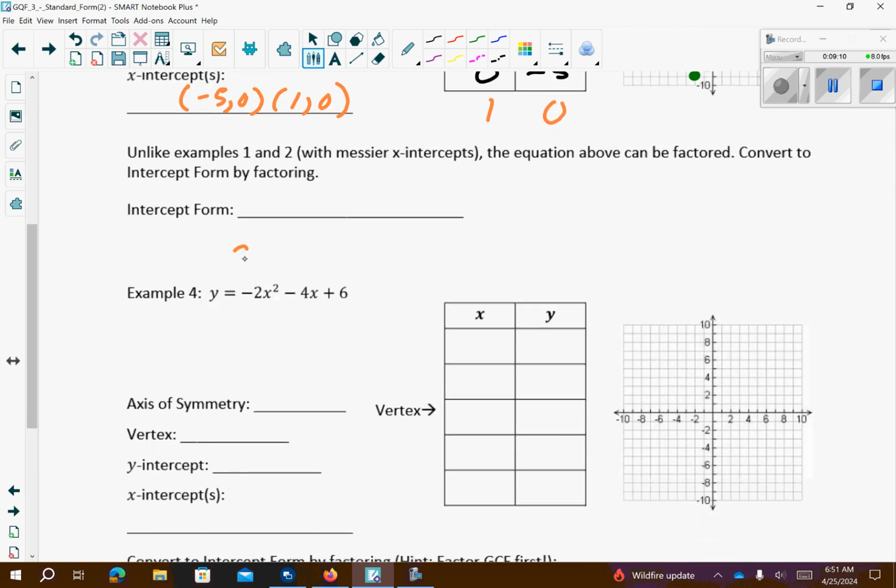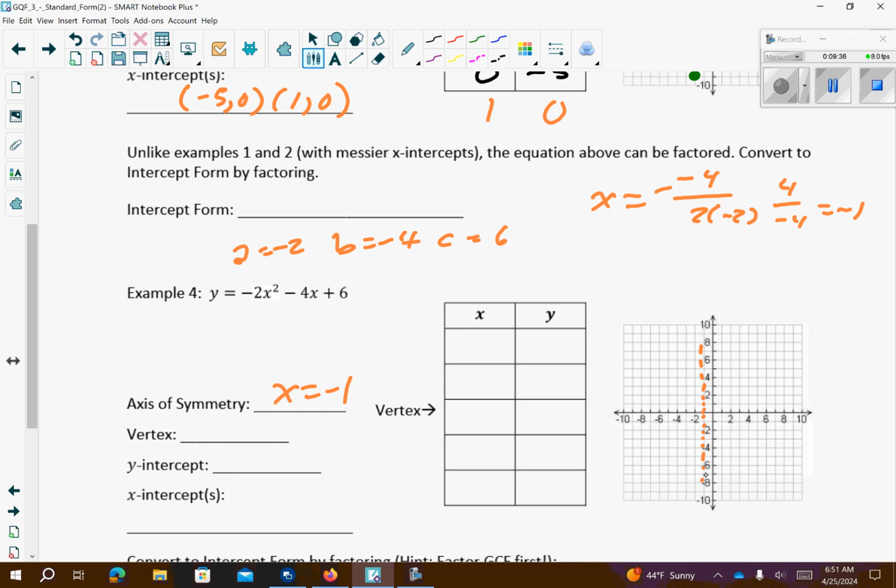All right, so this one, my a value is -2, my b value is -4, my c value is equal to 6, so x equals -b over 2a. So that's going to give me 4 over -4, which is -1. So my axis of symmetry is x equals -1. We know part of my vertex is going to be -1 comma something.